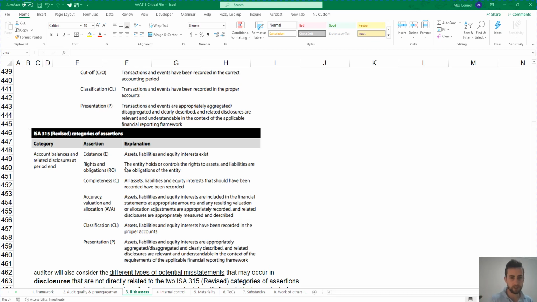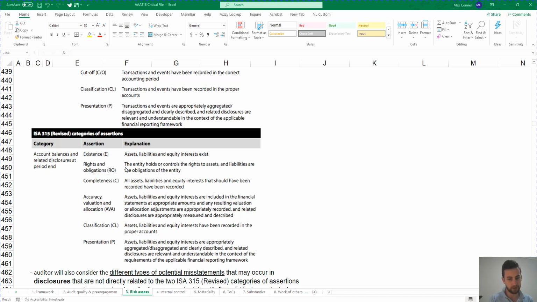Number two is rights and obligations, that the entity holds or controls the asset, rights to assets, and liabilities and obligations of the entity. For example, you might go to the company saying they've got $1 million in stock. You go there, you see the stock's all there. That's fine. Existence is fine. But then later on, you find out that the company didn't actually own that stock. That stock was just held on consignment and actually belonged to someone else. So that means the inventory was inflated by, say, $1 million, which is a serious potential issue.